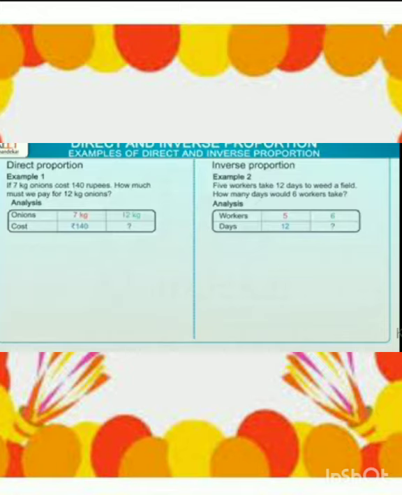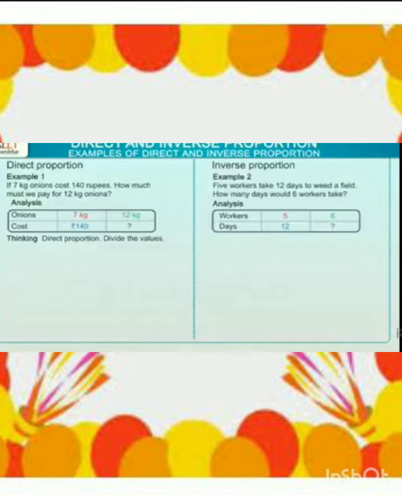Let us think whether the examples are in direct proportion or inverse proportion. So we note that the quantity of onions increases from 7 to 12. So what will be its effect on the cost? Naturally, as we buy more quantity, we need to pay more. That is, the cost must increase. So both values increase. So we have direct proportion in example 1. So in direct proportion, we can divide the values.